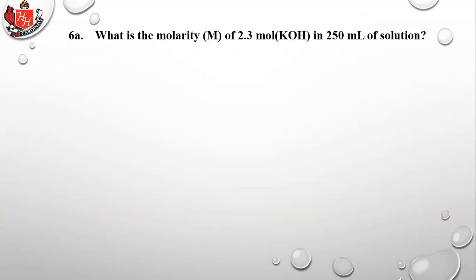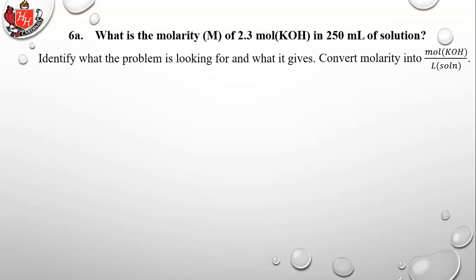Okay, now we're going to work the problems. What is the molarity, that's capital M, of 2.3 moles of potassium hydroxide in 250 milliliters of solution? So identify what the problem is looking for and what it gives. This is something we've been doing in stoichiometry for the last couple weeks. So first thing you do, though, you almost always do this, there's one exception I'll show you, is molarity. It's capital M, but you convert it into its constituent units. In this case, that's moles of potassium hydroxide over liters of solution. That's the definition of molarity. So you convert it to that.